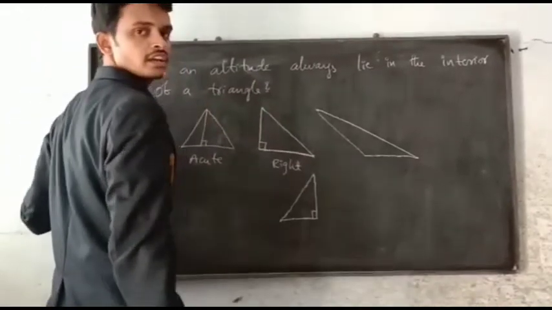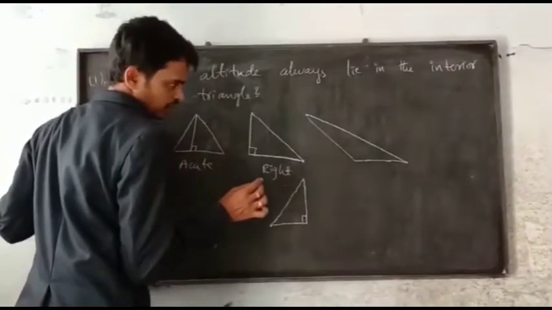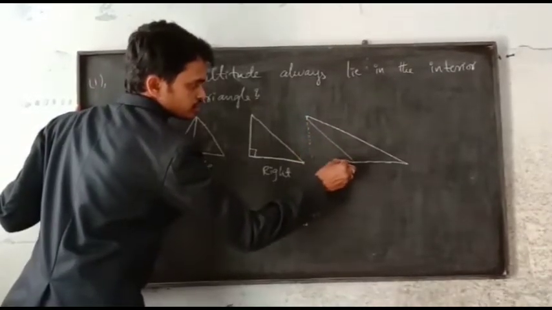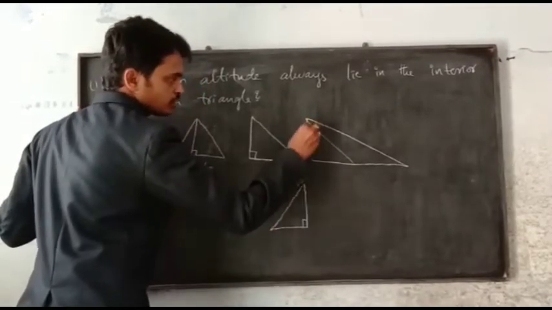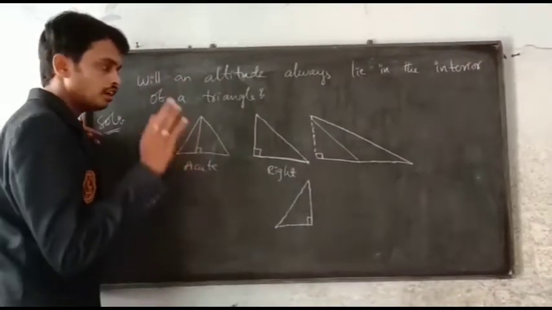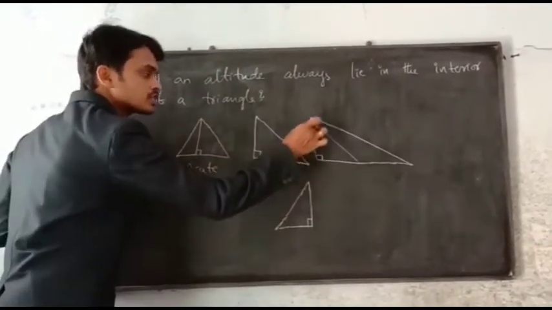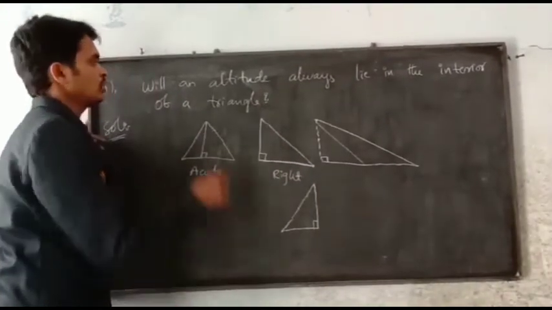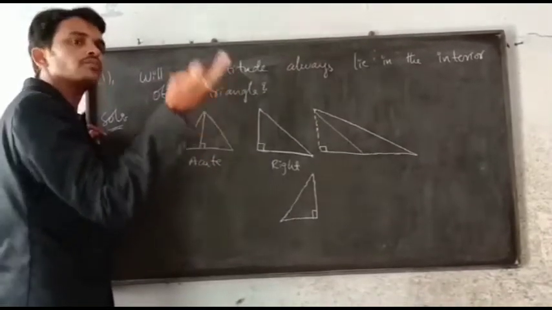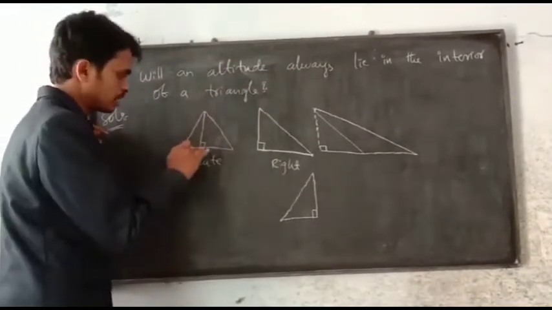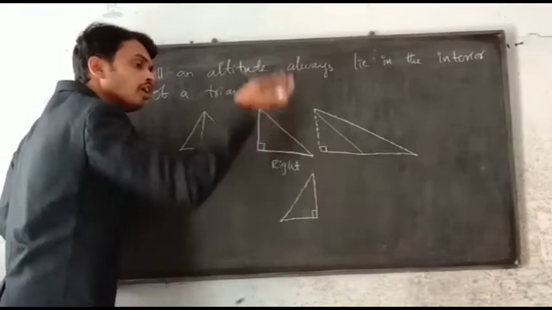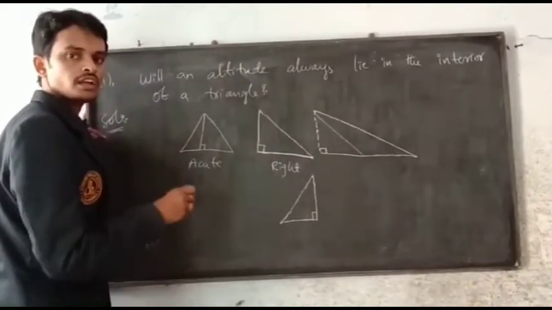Now in an obtuse angle triangle, the altitude always lies outside of the triangle, like this. Altitude is nothing but a perpendicular line segment. So in an obtuse angle triangle, the altitude lies outside of the triangle. So will an altitude always lie in the interior of the triangle? The answer is: sometimes it lies in the interior of the triangle, sometimes outside of the triangle, and sometimes on the side of the triangle.